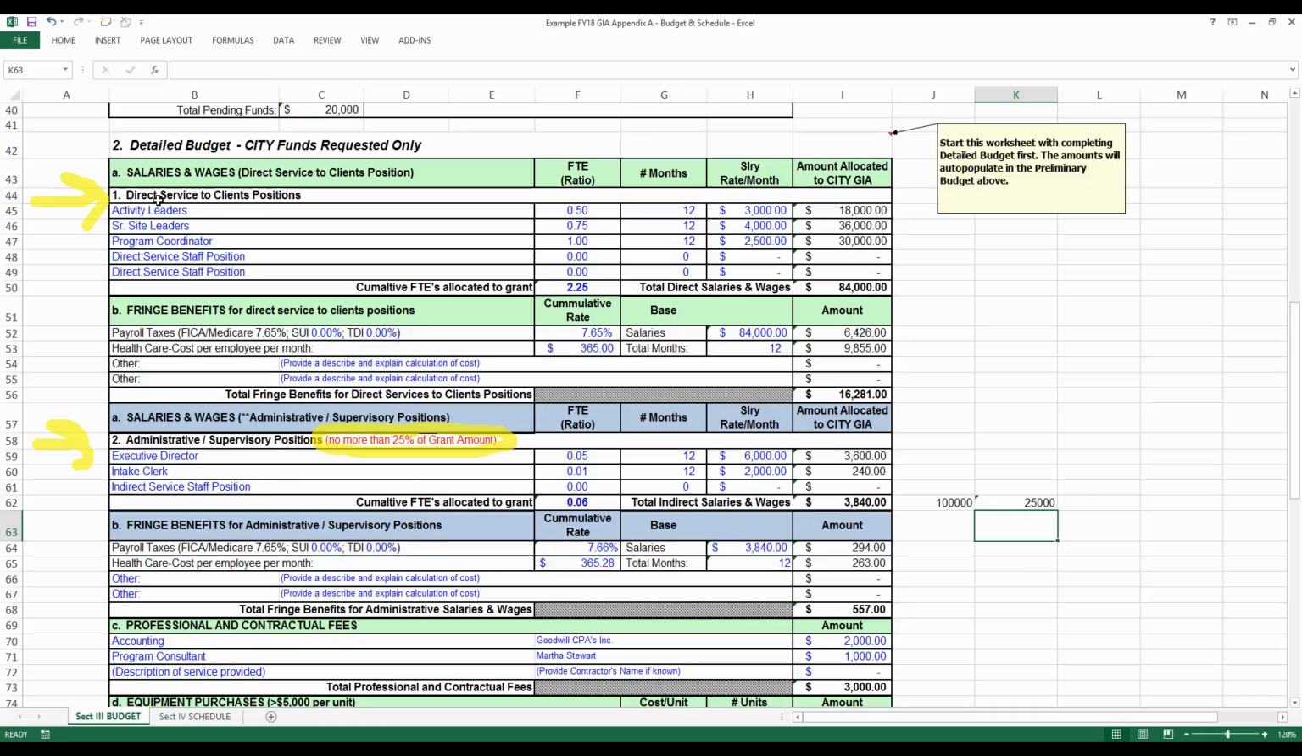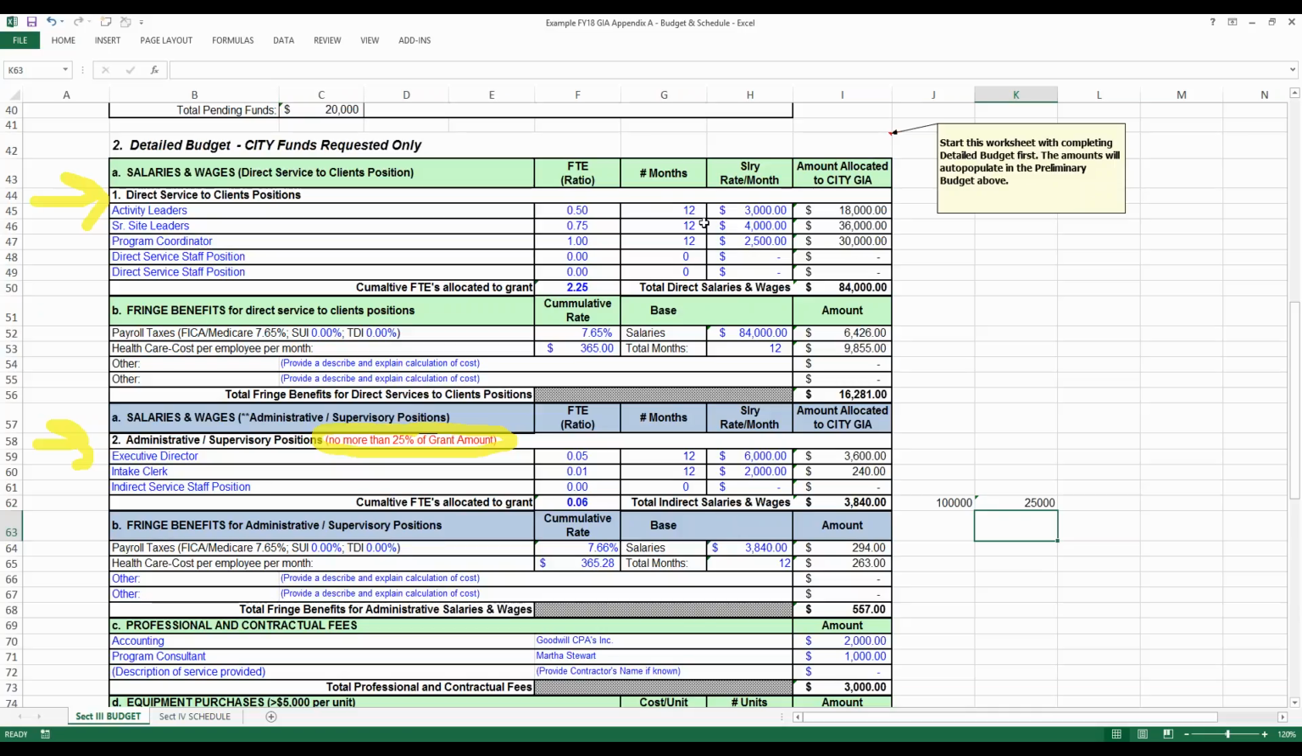Okay, going back to the direct services to clients positions. Here you list all the position names and the FTE ratio applicable to Grant in Aid. So let's say these activity leaders will be working only half of their time on Grants in Aid project, or the budget is going to pay only half of the time. Then the site leader, 75% of their time, and the program coordinator is devoted 100% of the time and is funded 100% by Grants in Aid.